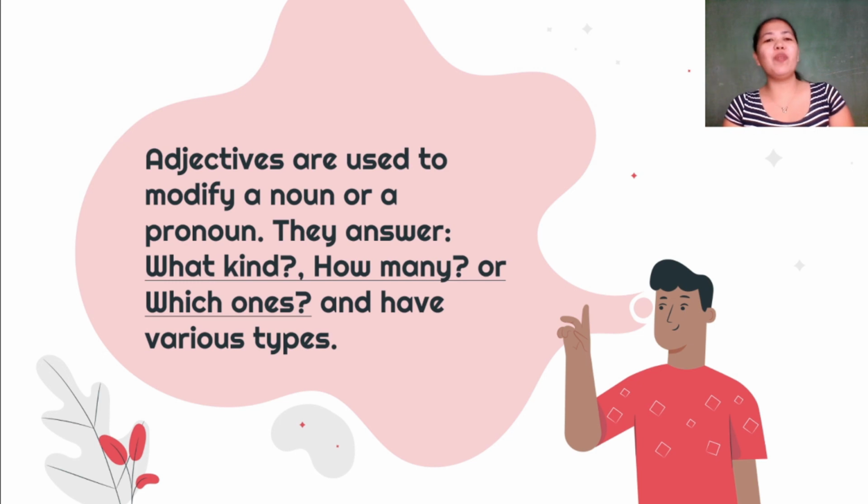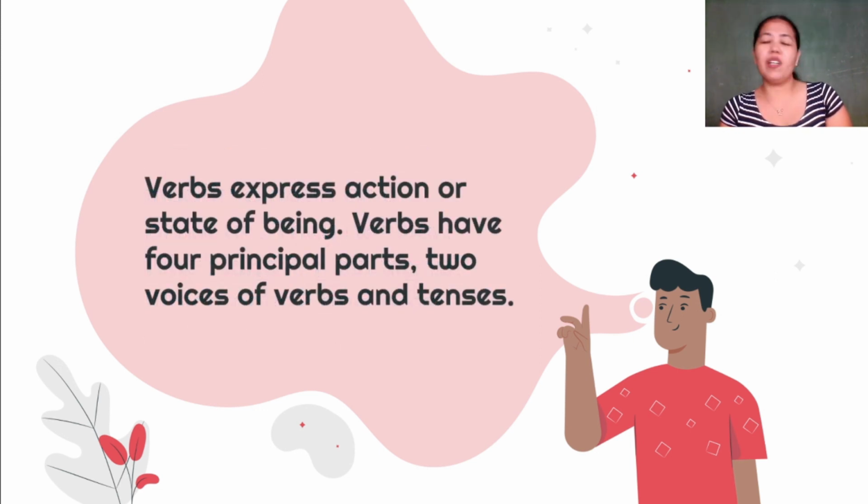Okay, we're done with our today's lesson. To sum it up, let's have these following concepts. Adjectives are used to modify a noun or pronoun. They answer questions like what kind, how many, or which ones, and have various types. While verbs express action or state of being, and verbs have four principal parts, the two voices of the verbs, and the tenses.